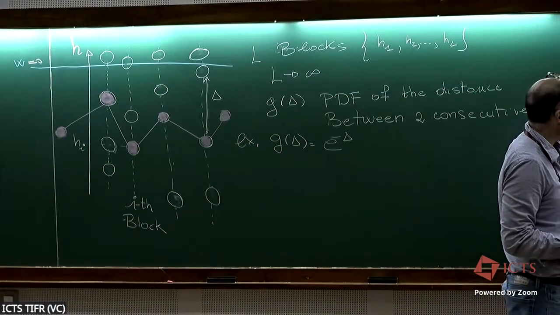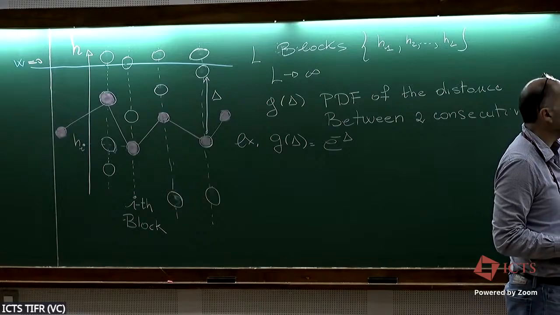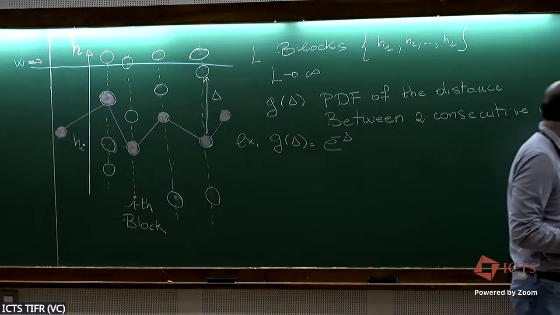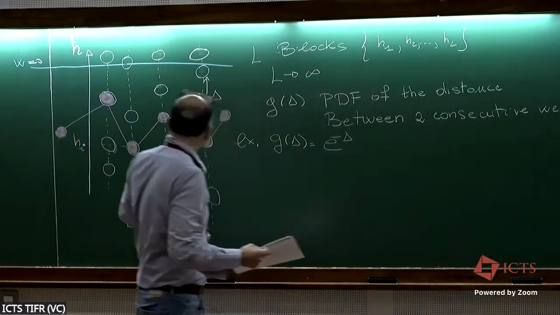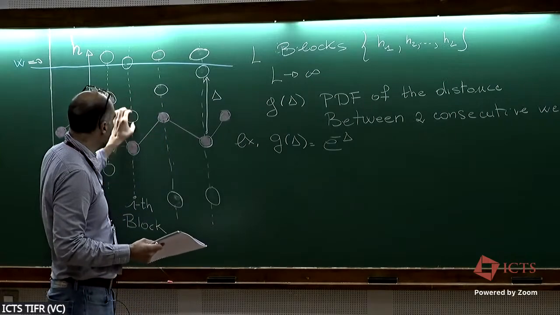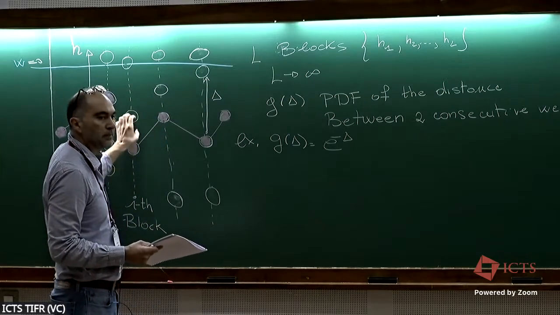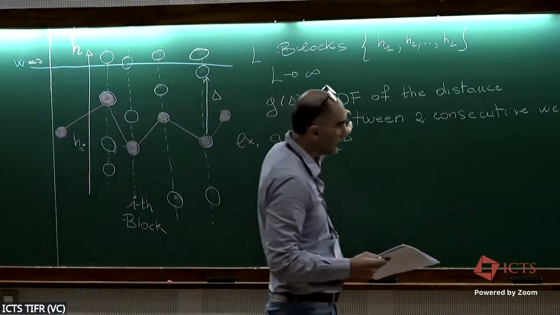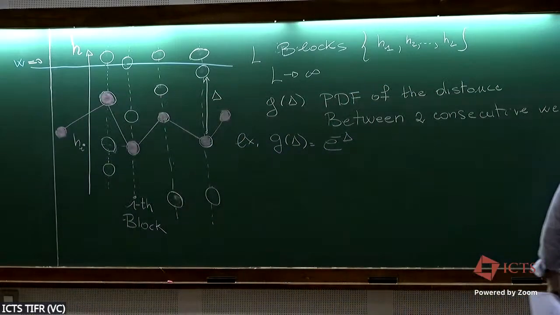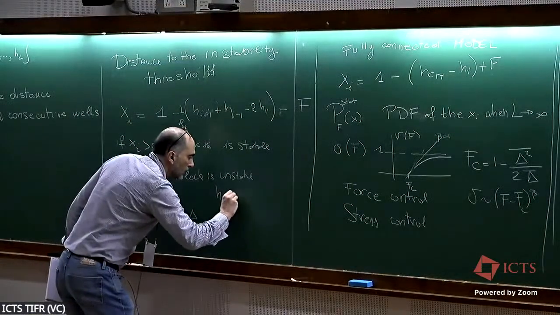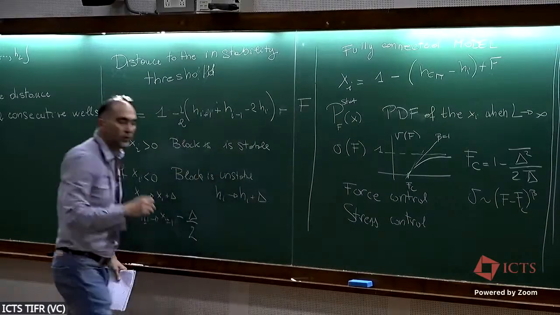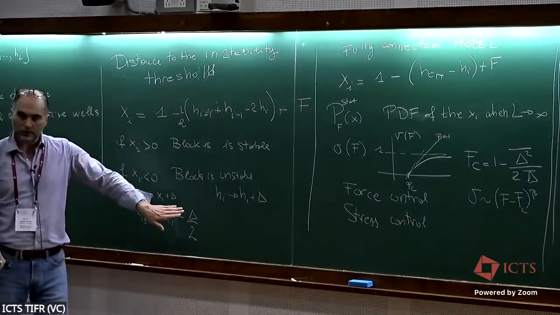If Xi is bigger than 0, it means that 1 wins against this force, and you are pinned. If Xi is smaller than 0, you are unstable. The block moves, so the block has plus delta, so Hi goes to Hi plus delta. This is what happens for the position.